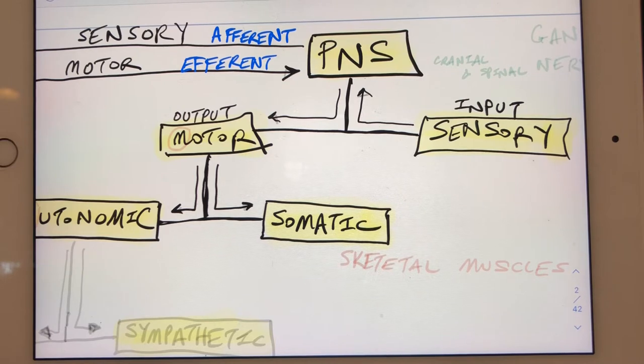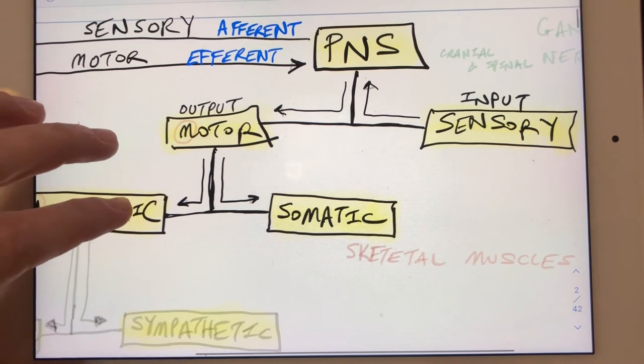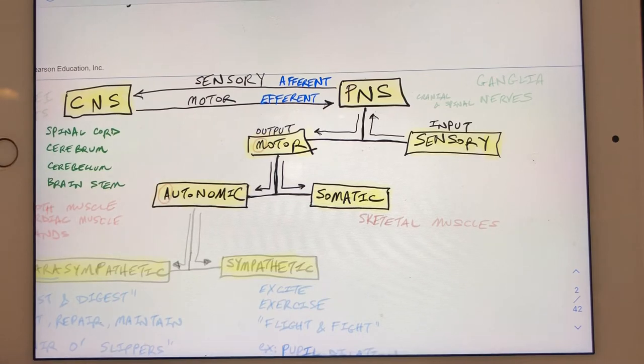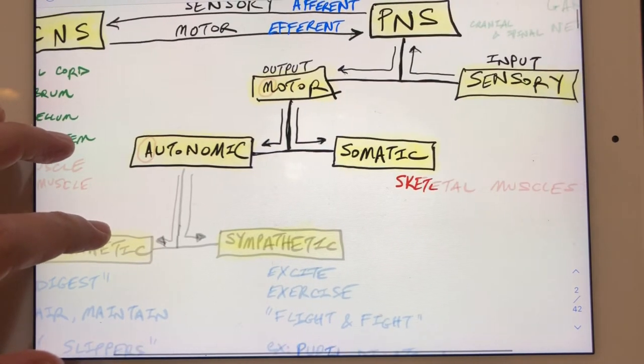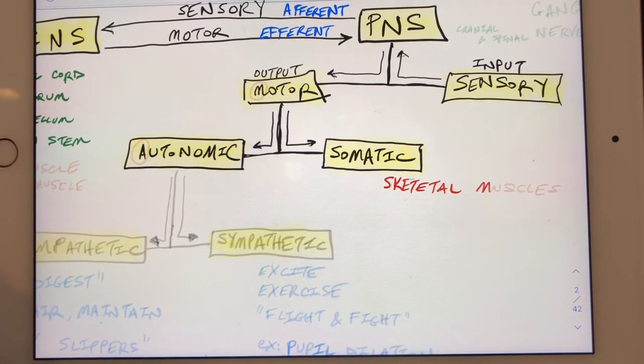All right, well, why do we have these divisions, somatic and autonomic? Why not just motor? Because somatic and autonomic have different effectors. Let's use red. The effectors of the somatic nervous system are skeletal muscles, I guess I should say. Okay. Therefore, you might think of the somatic nervous system as willable. It has a willable aspect or feature to it. Willable. Okay.